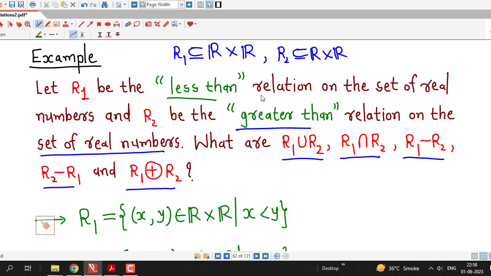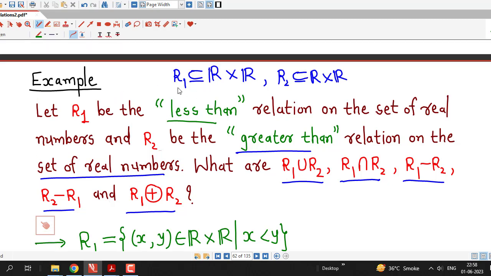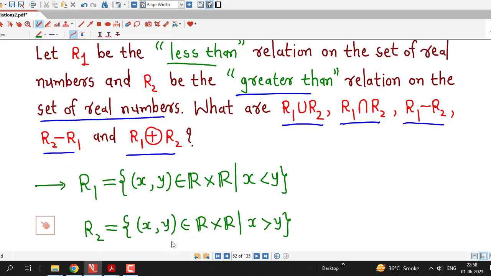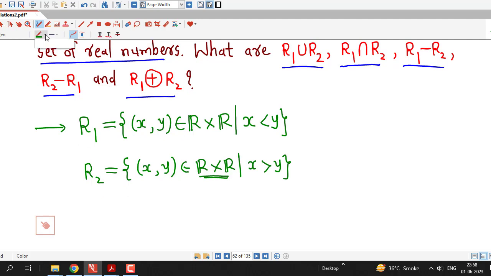R1 be the less than relation on the set of real numbers, that is R1 is subset of R cross R. So we consider all those ordered pairs from R cross R for which first component is less than second component. Similarly, R2 is subset of R cross R and it is greater than relation. Therefore, we collect all those ordered pairs from R cross R for which x is greater than y. And we have to decide all these relations. First, we have to find out union of R1 and R2.